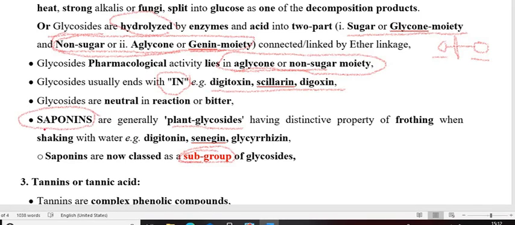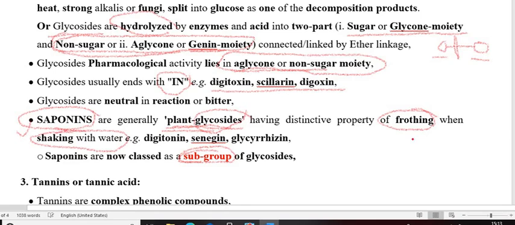So if you want to define saponin, what is saponin? Saponins are usually glycosides, plant glycosides possessing a special type of protein property. While shaking these saponins, they form frothiness. So saponins are glycosides which, on shaking with water, form frothiness.